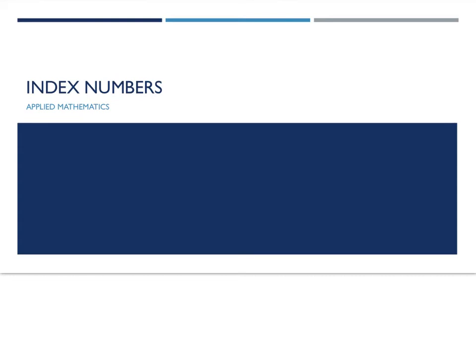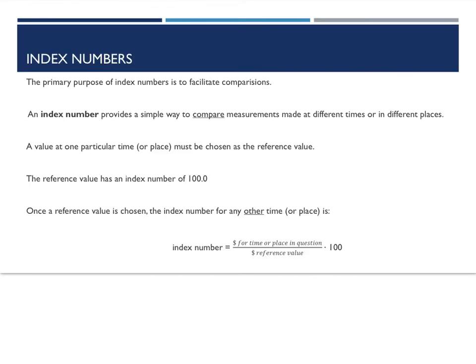Our last section deals with index numbers. Index numbers are used to facilitate comparisons. And what that means is it gives us a simple way to compare measurements made at different times or in different places. You'll see what we mean by that when we start actually using them.